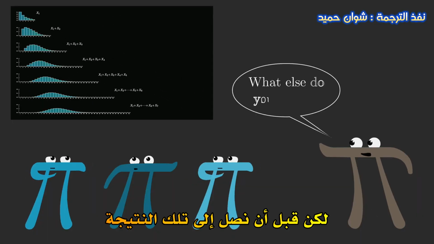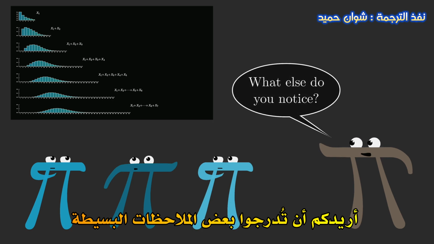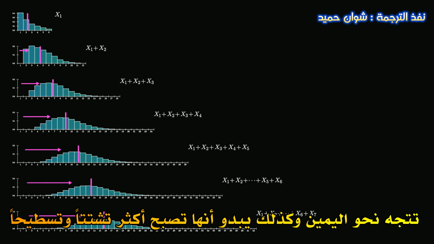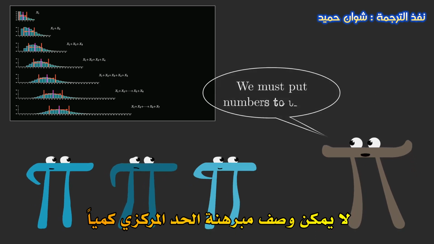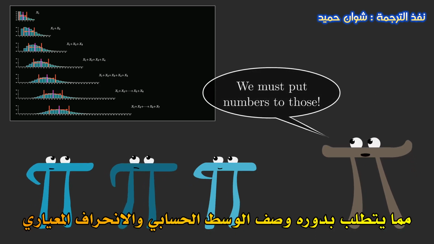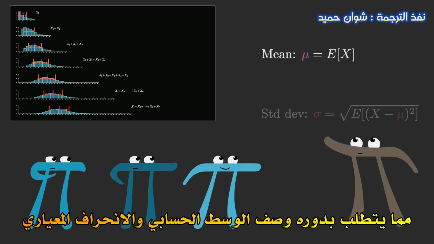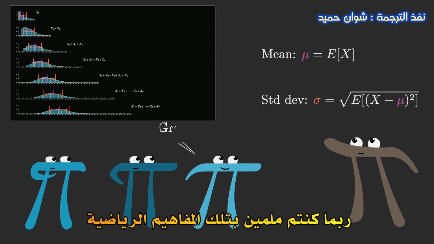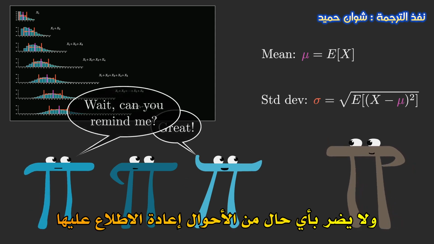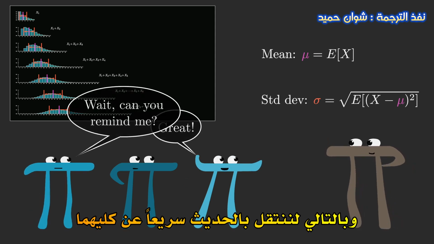But before we get to that, I want you to make a couple more simple observations. For example, these distributions seem to be wandering to the right. And also, they seem to be getting more spread out and a little bit more flat. You cannot describe the central limit theorem quantitatively without taking into account both of those effects, which in turn requires describing the mean and the standard deviation. Maybe you're already familiar with those, but I want to make minimal assumptions here, and it never hurts to review, so let's quickly go over both of those.